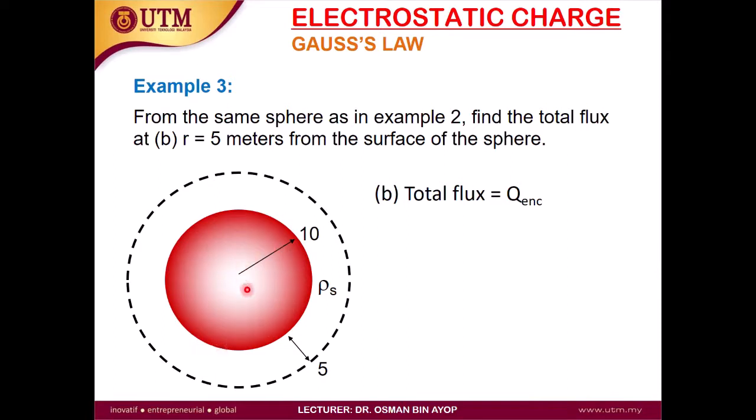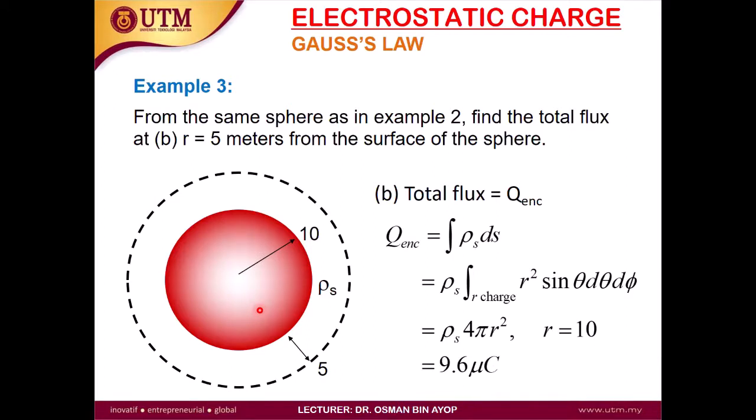So basically, the answer should be the same as question A. So we have to do the same integration where the Q enclosed equals the integral of rho s dS. And our r here is 10, not 15, because our charge is located at r equal to 10. So we get the same answer, 9.6 microcoulomb. Even though the Gaussian surface is located further away, the Q enclosed is still 9.6 microcoulomb. You have to understand the concept of the Q enclosed.